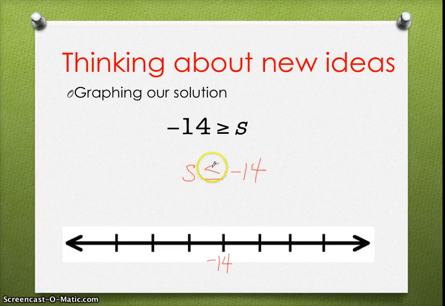So if s is less than or equal to negative 14, it has that equal to expression, so it's going to be inclusive, so we're going to use a closed circle. And since it's less than that value, we want to shade to the left, because all values to the left would give us that less than. Otherwise, it would be greater than to the right.